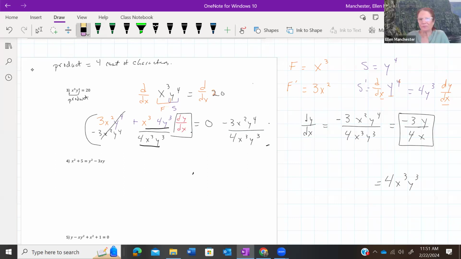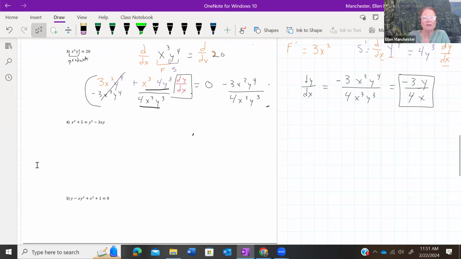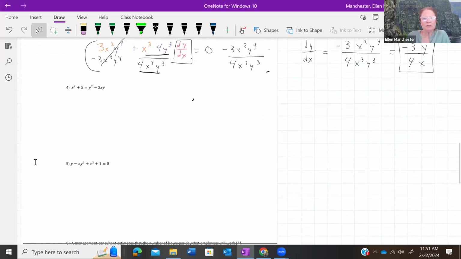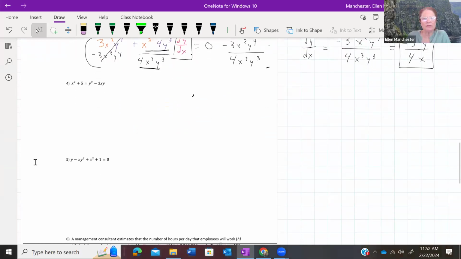Okay, so let's jump to the next one so that we can get to the word problem. So I'm going to do, let's see, let's do number 5.